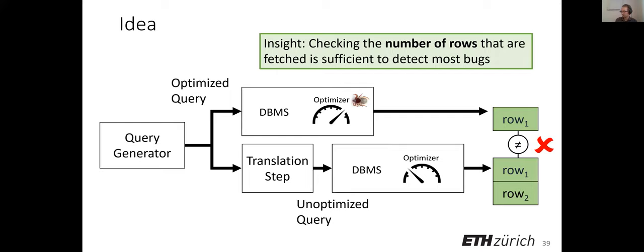What I also want to state in advance is that I'm going to present how the approach works by only checking the number of rows that are returned. Actually, our technique is also applicable to check the records' content, but we found that it's sufficient to only count the rows to detect the majority of bugs that this technique can find.